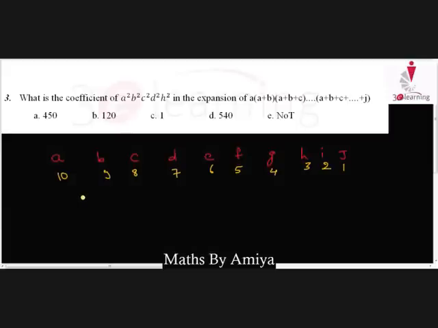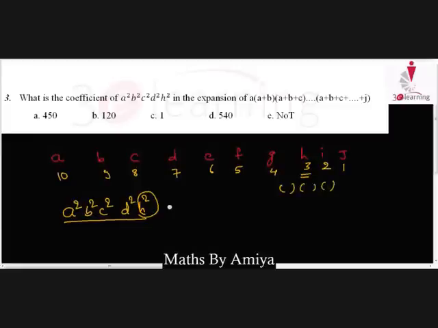And we need to find the coefficient of the expression A square, B square, C square, D square, H square. We need H square, and in three different expressions we have H and we want H square. So we can say we need to choose two brackets out of three brackets for the H, this is 3C2.